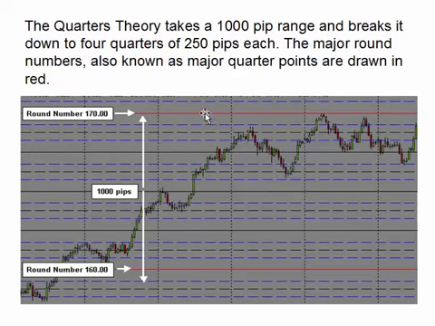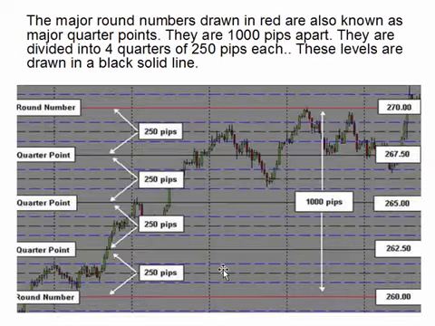The major round numbers, also known as major large quarter points, are drawn in red. The major round numbers that are drawn in red are also known as major quarter points. They are 1,000 pips apart. They are divided into 4 quarters of 250 pips each.